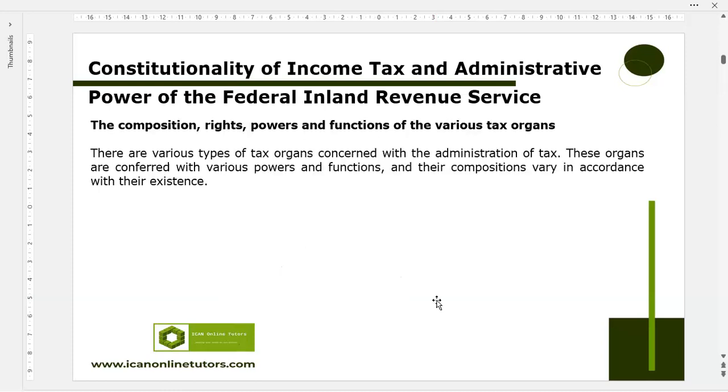So let's look at the composition of the Federal Inland Revenue Service, the rights, the powers and the functions of the various tax organs. There are various types of tax organs concerned with the administration of tax, and their concern is just the administration of tax. They have powers and functions, and their composition varies in accordance with their existence.